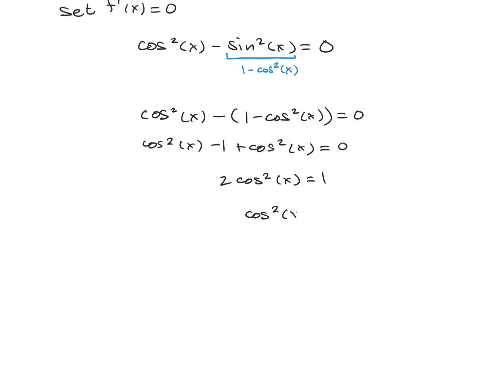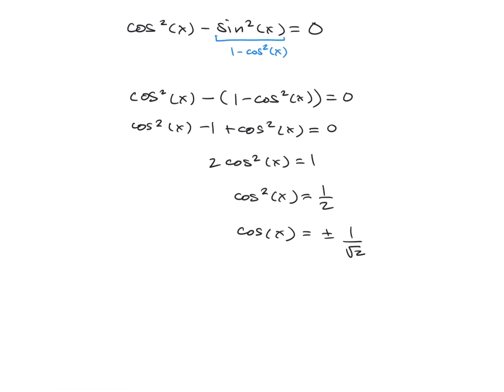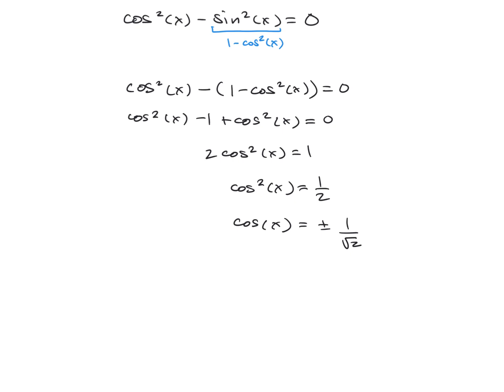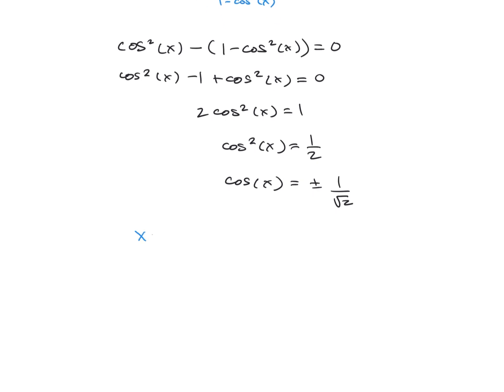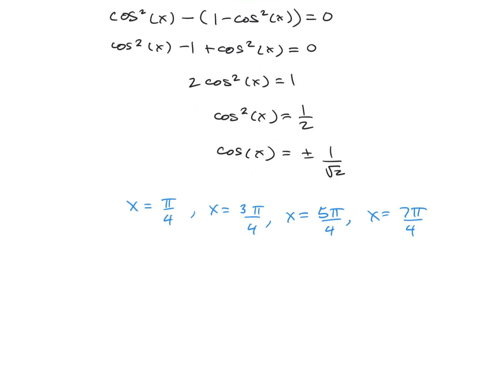So the cosine squared of x is 1/2, which means that the cosine of x is equal to plus or minus 1 over the square root of 2 by taking square roots of both sides. All right, so now this happens 4 times on the interval from 0 to 2 pi. It's basically your odd multiples of pi over 4. So we know that x is equal to a positive pi over 4, where we get our positive 1 over square root 2. We get x equals 3 pi over 4, x equals 5 pi over 4, and then finally x equals 7 pi over 4 on that interval.